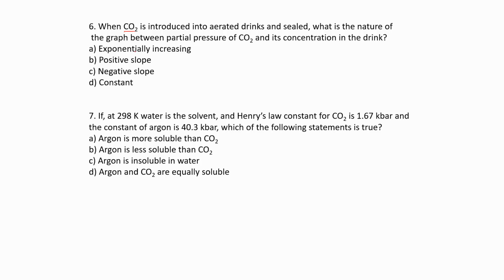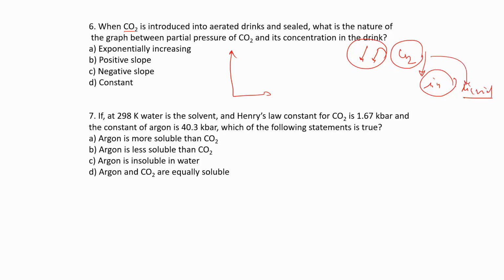So what will be the curve when the partial pressure of the carbon dioxide increases? It will be a positive slope. Why am I saying positive slope? Because when we are increasing the pressure of the carbon dioxide, it will dissolve in the liquid. When it dissolves in the liquid, that means the concentration of the carbon dioxide in this liquid will also increase. So this is the concentration and this is the partial pressure. When we are increasing the partial pressure, the concentration will also increase. So it will increase with a positive slope.